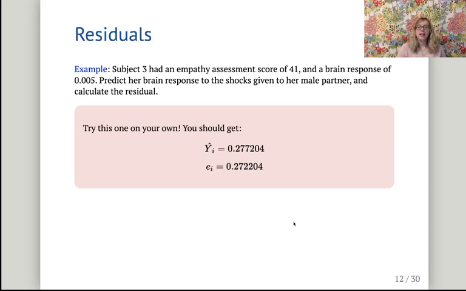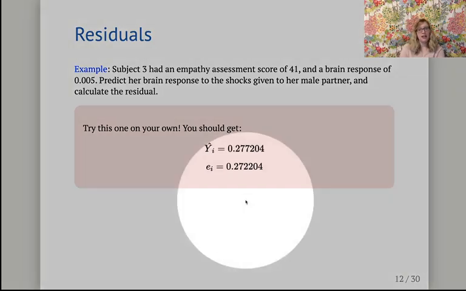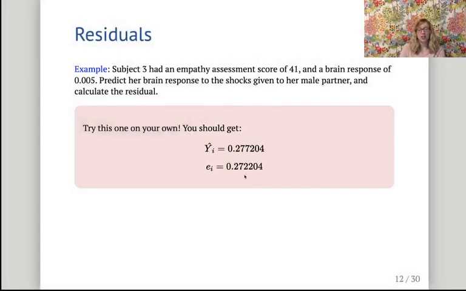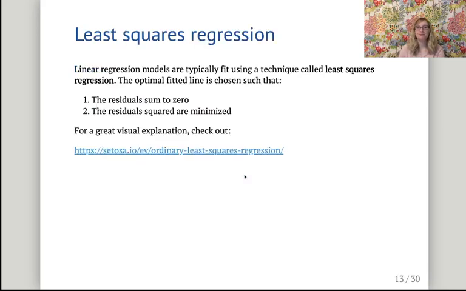So let's take a look at another example. So we'll take a look at subject 3, who is actually quite the outlier in this experiment. Subject 3 has an empathy assessment score of 41 and a brain response of only 0.005. So you can calculate her predicted value and residual on your own. You should get these answers here. Notice how large this residual actually is. For subject 3, we've really overestimated how she would react.